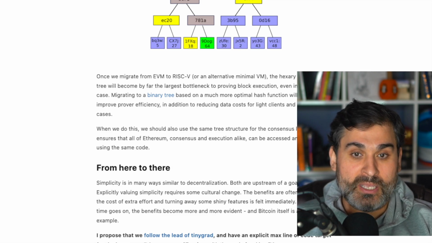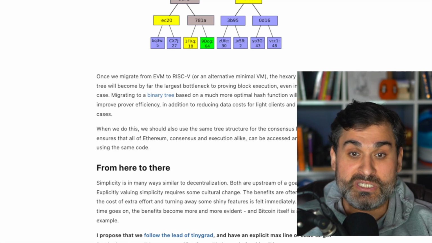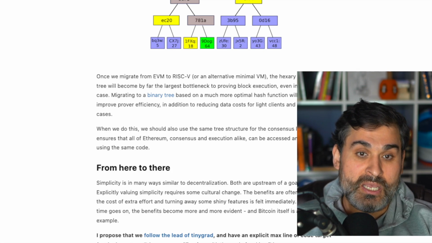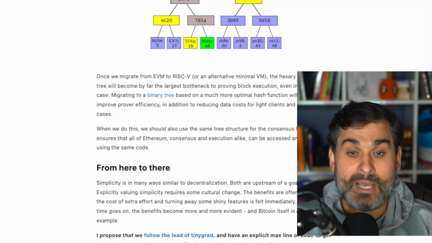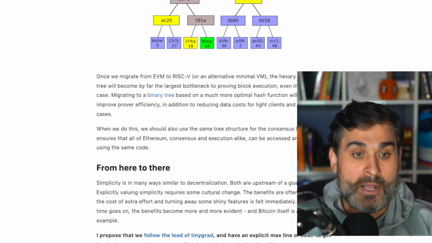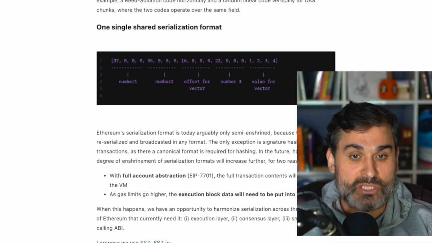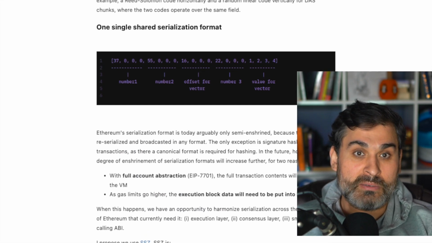But Vitalik says that simplicity is in many ways similar to decentralization. Both are upstream of a goal of resilience. Explicitly valuing simplicity requires some cultural change. So read that post. It's really interesting, like I said, and Vitalik covers a whole lot of different things in there that you can wrap your head around.